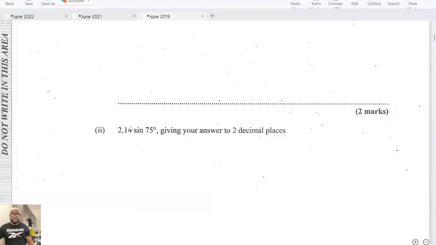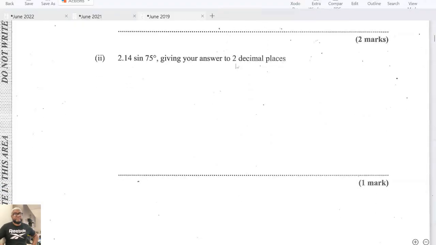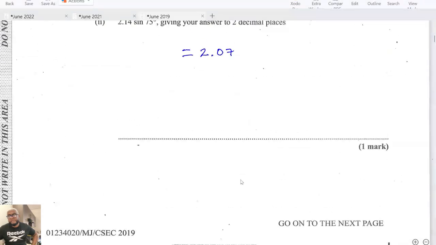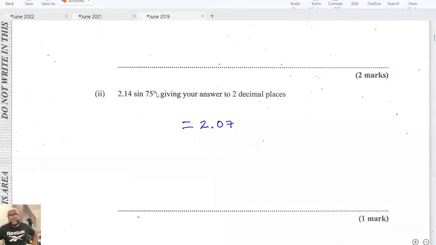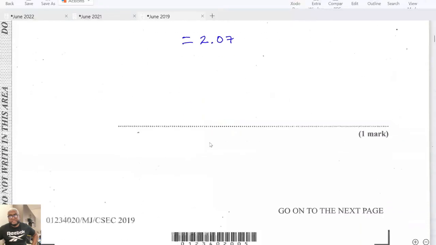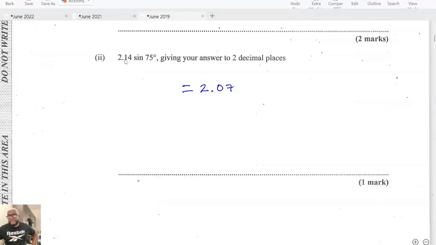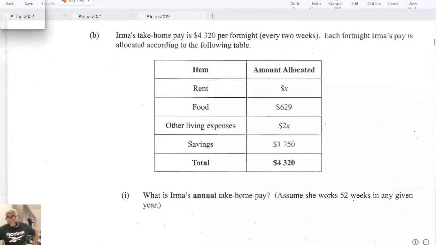2.14 multiplied by sine 75. Give your answer to 2 decimal places. What are you all getting here? Let's give me the answer straight up. It's 1 mark. 2.107. Right. Top done. There you go. Degrees? Yes, this is a degree sign here, but this answer is not degrees. So how do you get the answer on the calculator? You press 2.14 and then you press multiply, then you press sine, and then you press 75.